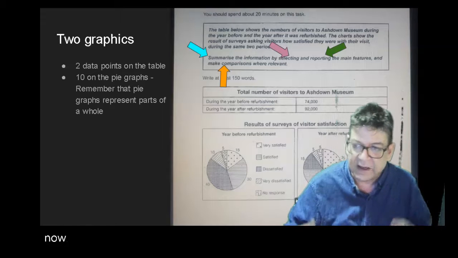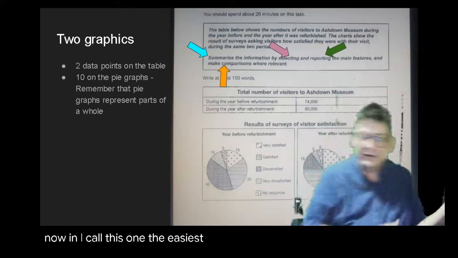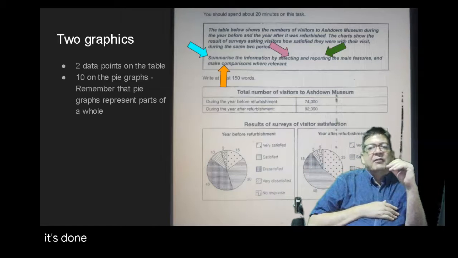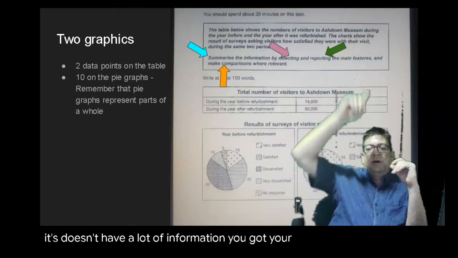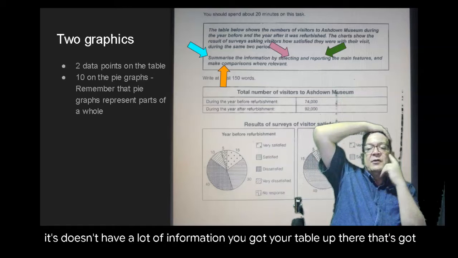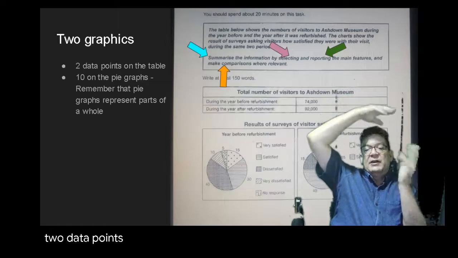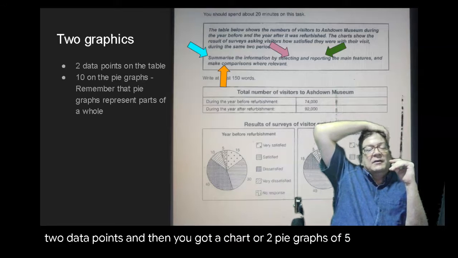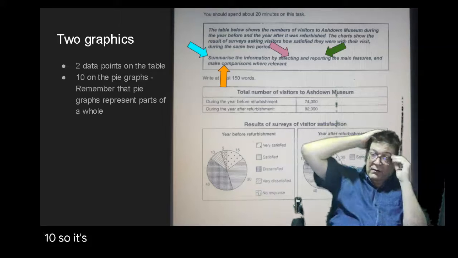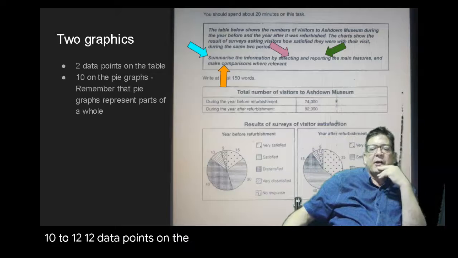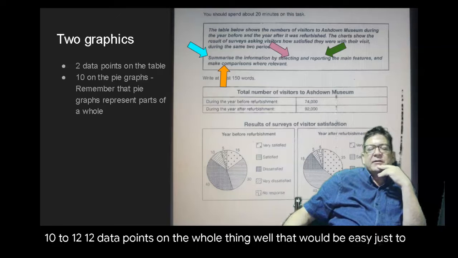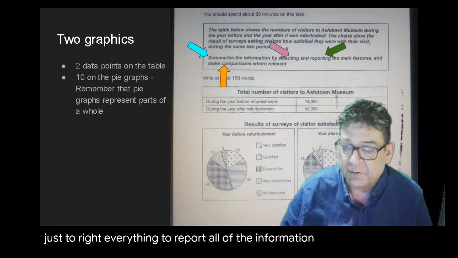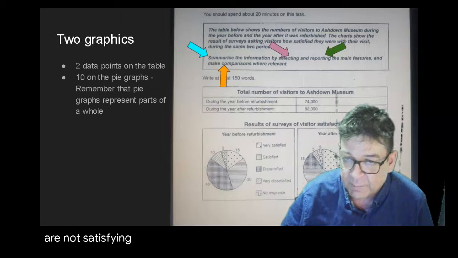Okay, now I call this one the easiest of them, and here you see it. Statistically it doesn't have a lot of information. You got your table up there that's got 2 data points, and then you got 2 pie graphs with 5 each. That's 10. So it's 12 data points on the whole thing. Oh, that would be easy just to write everything, to report all of the information. If you do that, you are not satisfying the requirements of the task.